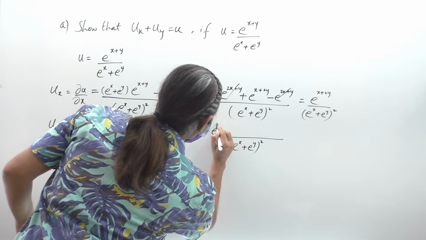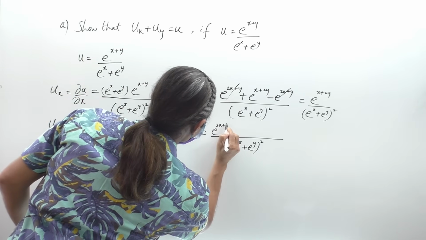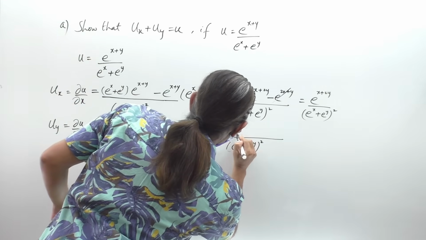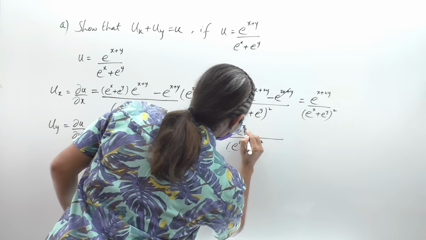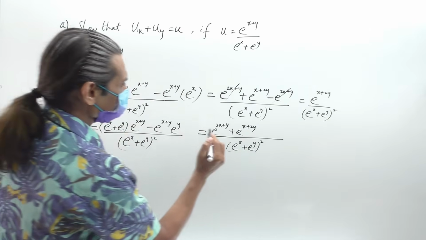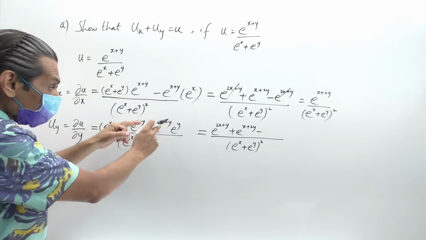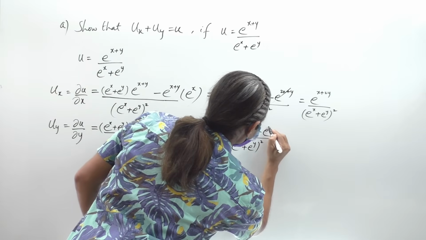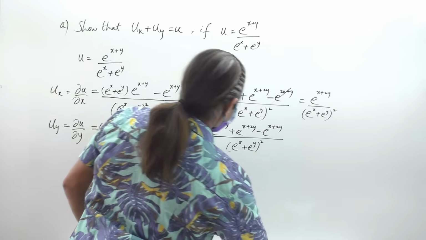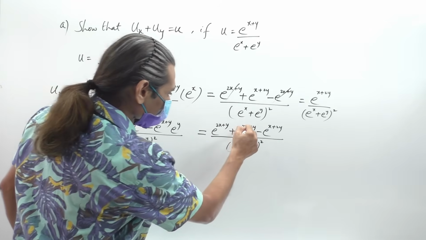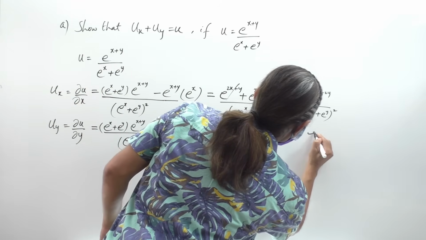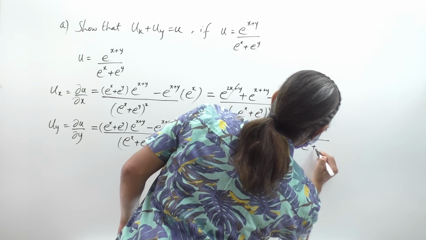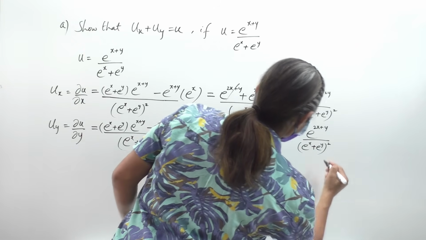So this will be e raised to 2x plus y, and again, e raised to y plus y gives 2y, so e raised to x plus 2y, and minus this. Here y and y will add, so e raised to x plus y times e raised to y is e raised to x plus 2y. Simple basics. Now here this cancels. So what remains is e raised to 2x plus y whole divided by (e raised to x plus e raised to y) the whole square.